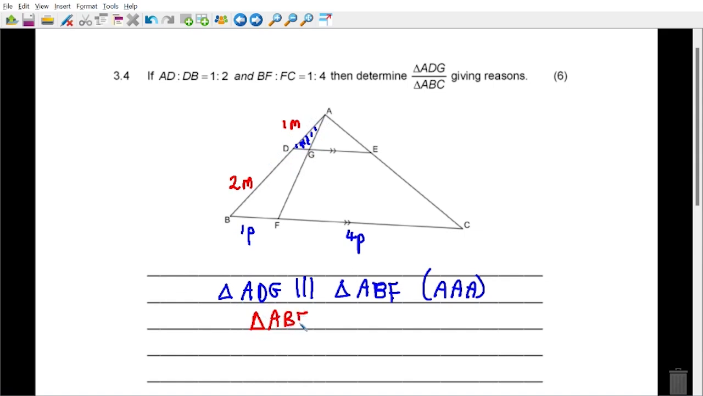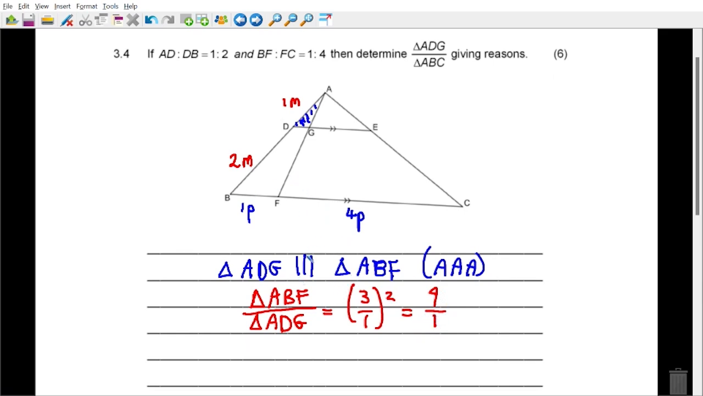All right? So the area of the big triangle ABF divided by the little triangle ADG is actually going to be 9 as to 1. All right. I'm actually going to write it as 3 as to 1 squared. It's actually going to be 9 as to 1. Okay, all right. And the reason for that is because we've got similar triangles. And if triangles are similar and their sides are on the ratio 1 as to 3, their areas are on the ratio 1 is to 3 squared, or in this case 3 is to 1 and 3 squared is to 1.